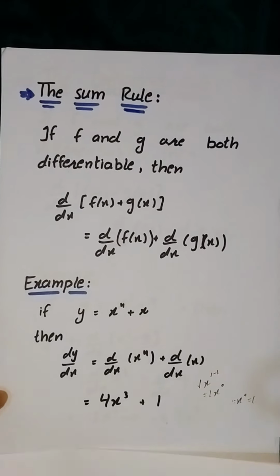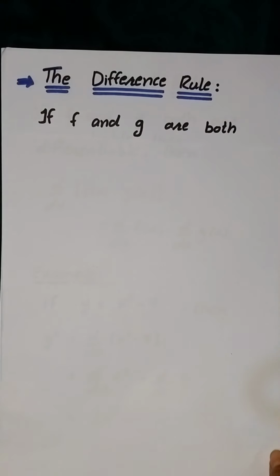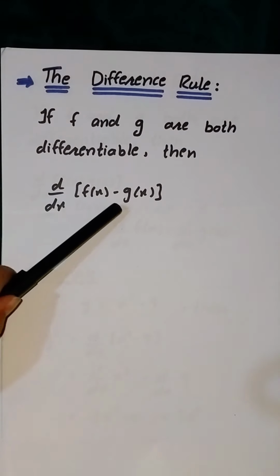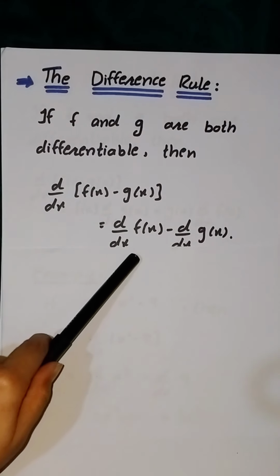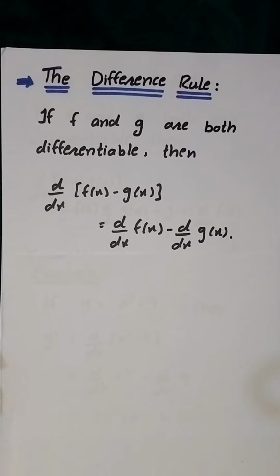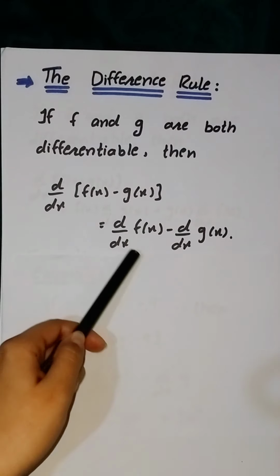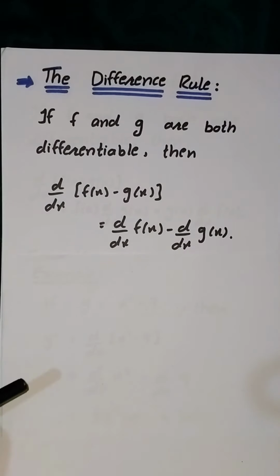The next rule is the difference rule. Here, if f and g are both differentiable functions, then the derivative of f of x minus g of x is defined as the derivative of f of x minus the derivative of g of x. This rule tells us that the derivative of a difference of functions is equal to the difference of the derivatives.